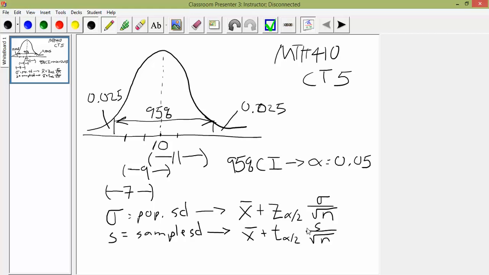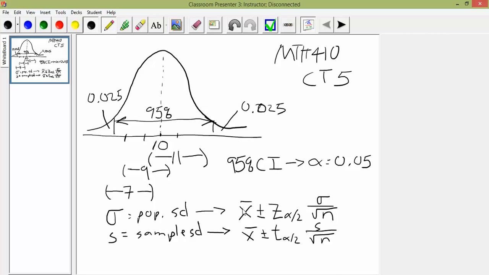However, there's one problem. I made one mistake here. Do you see it? Yeah, it's right here. It's not just plus, it's plus and minus that value. So we're going to have the mean plus a certain amount on one end. So that's stretching to one end of the confidence interval. And the mean minus this quantity is stretching to the other end of the interval.